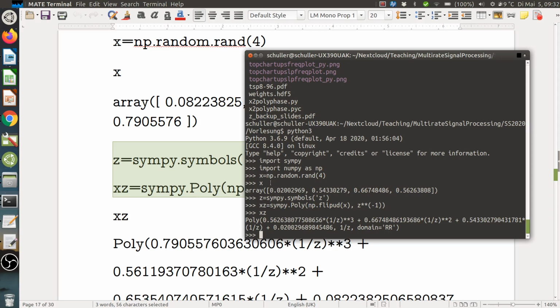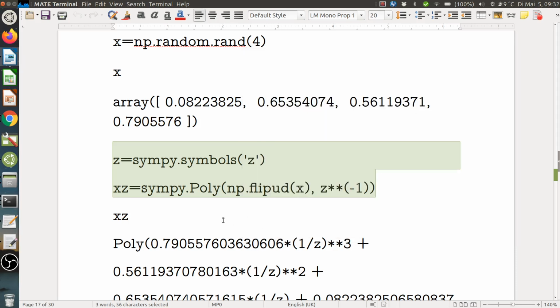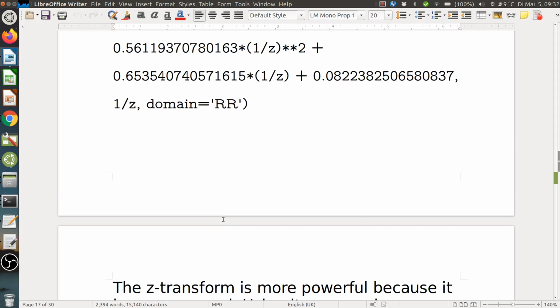So this is now also the z transform, right? We have the signal x consisting of those 4 samples, and xz is now our z transform. So now we are able to compute the z transform in Python using SymPy. So that's very practical.